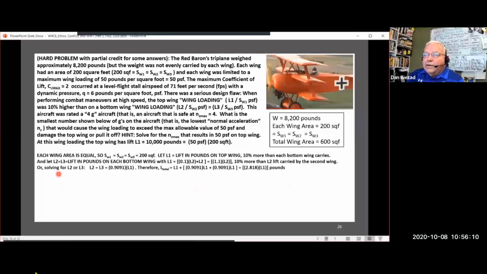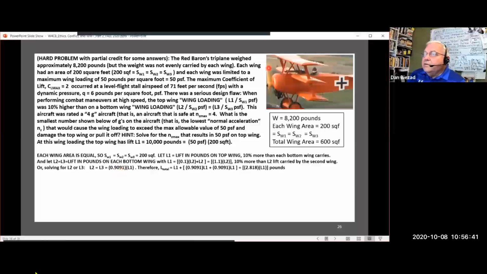So you can solve for L2 or L3, and if you divide L1 by 1.1, you get 0.909. So the lift on the second or the third wing is 0.909 times the lift on the first wing. So if the lift on the first wing is 10,000 pounds, what's the lift on the second and third? Well, it's going to be 9,091 pounds. If this is 10,000, 0.909 times 10,000 will be 9,091 pounds on each of the wings.